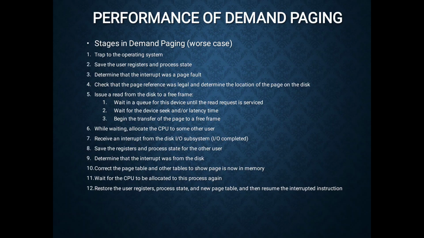So while waiting, allocate the CPU to some other user. Then receive an interrupt from the disk I/O system and save the registers and process state for the other user. Determine that the interrupt was from the disk. Correct the page table and other tables to show the page is now in memory. Wait for the CPU to be allocated to this process again. Then restore the user registers, process state and new page table, and then resume the interrupted instruction.